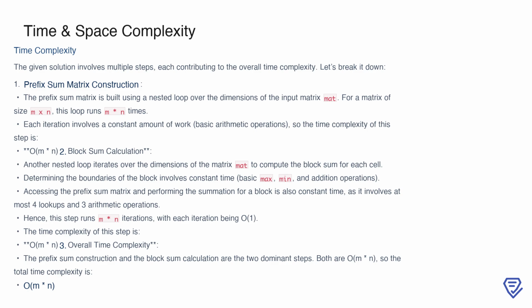Next, we calculate the block sum for each cell in the result matrix. Again, we iterate over all m*n cells of the input matrix. For each cell, we determine the boundaries of the block and use the prefix sum matrix to compute the block sum in constant time. This involves a maximum of 4 lookups and a few arithmetic operations. Since these operations are constant for each cell, this step also runs in m*n time. Combining these two steps, the overall time complexity of the solution is O(m*n).